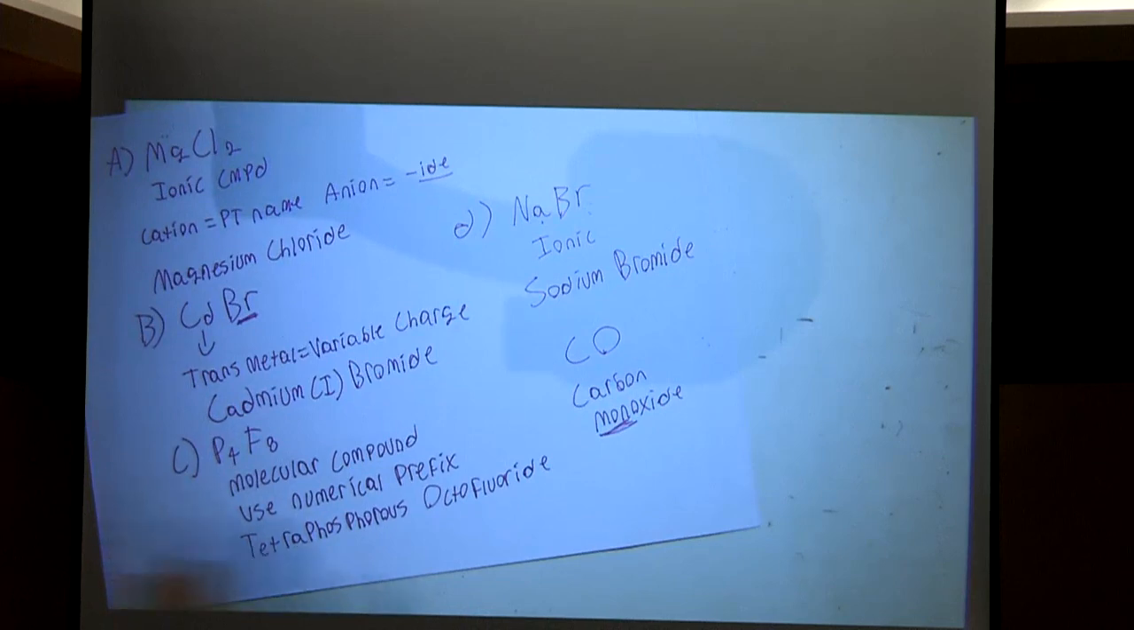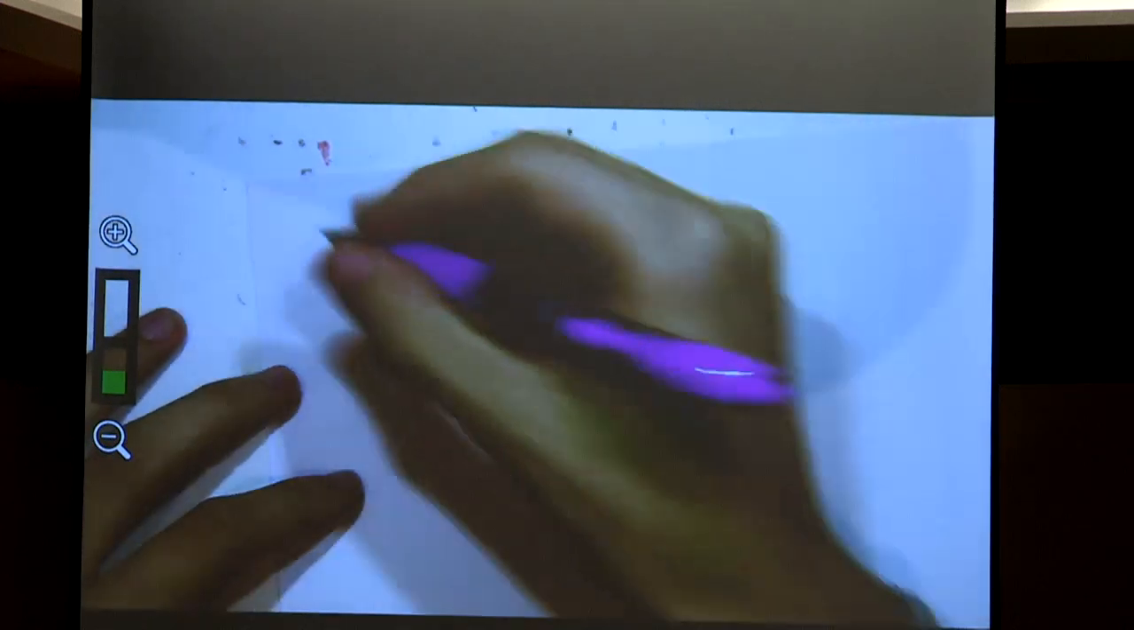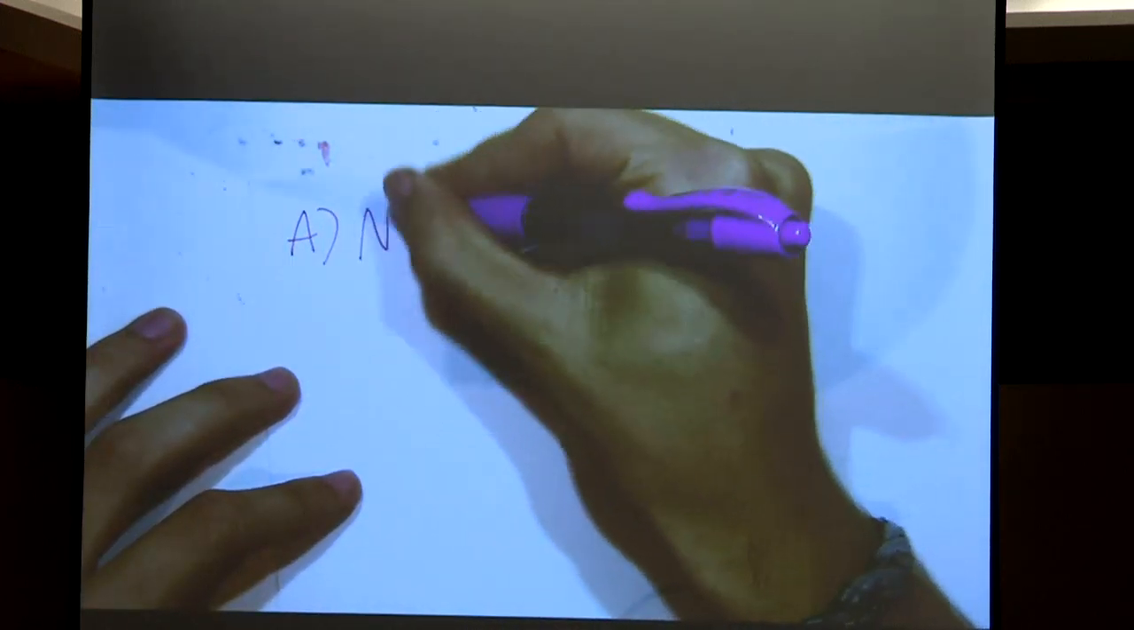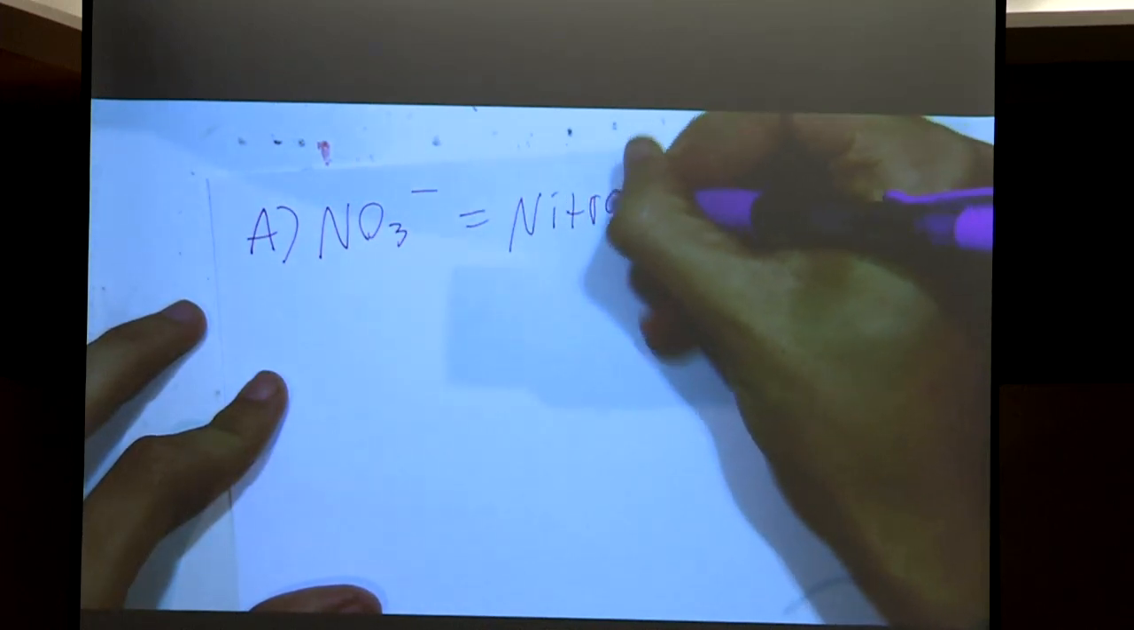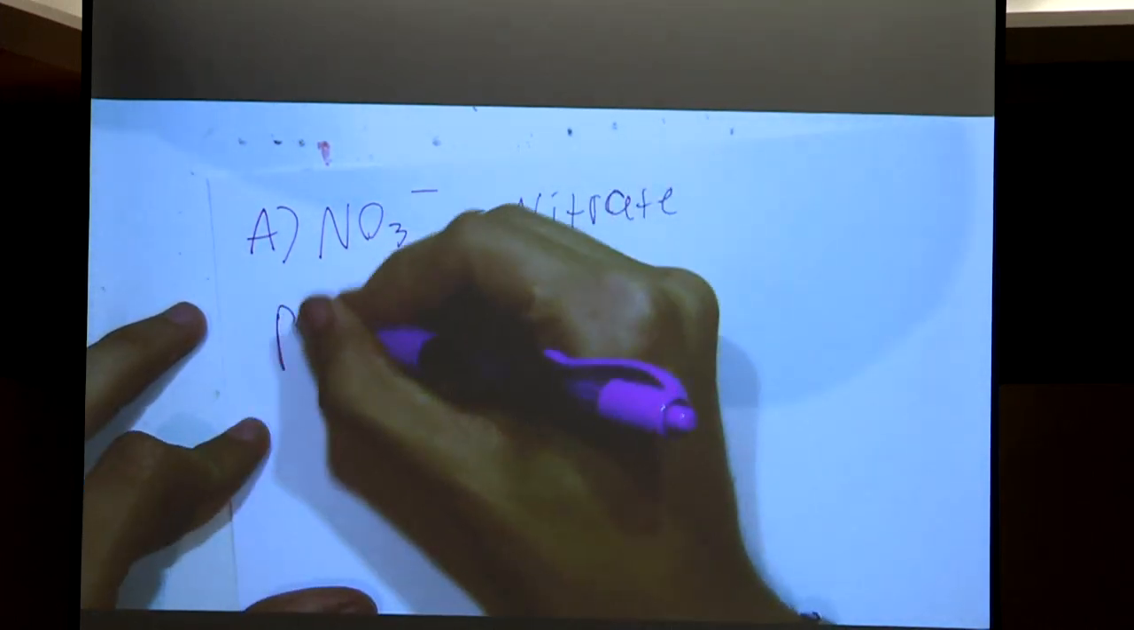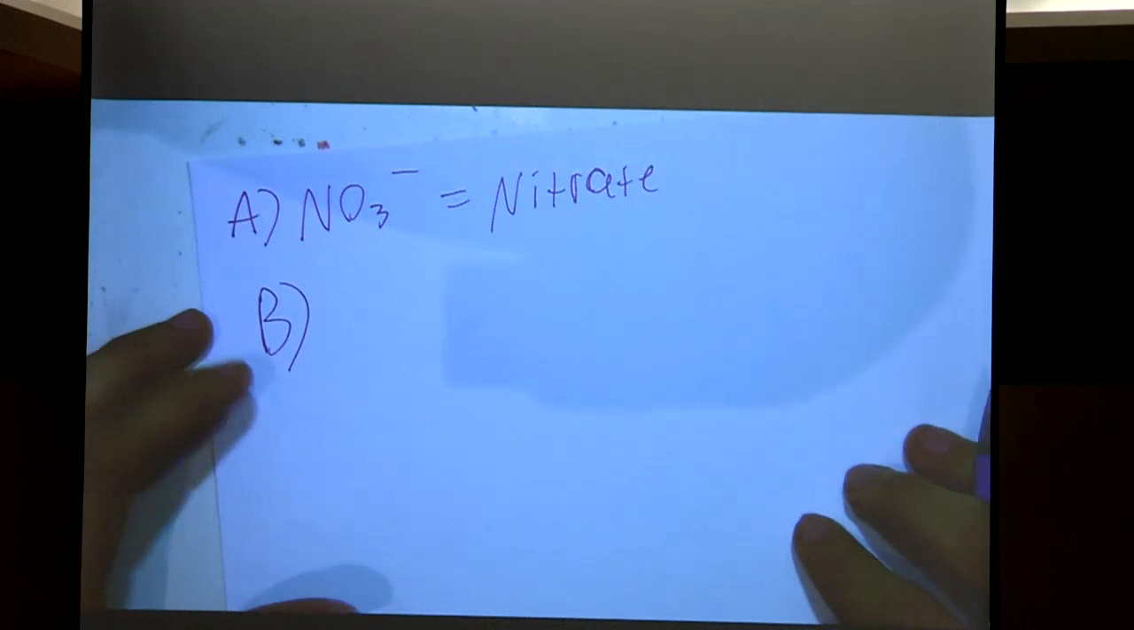All right, moving on. 19 is more naming. The first one is NO3 minus. What is that called? Nitrate. Good. Nitrate. Please practice your polyatomic anions, because they will be on there.